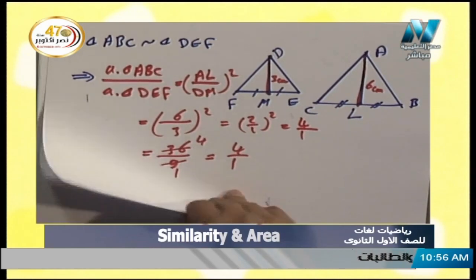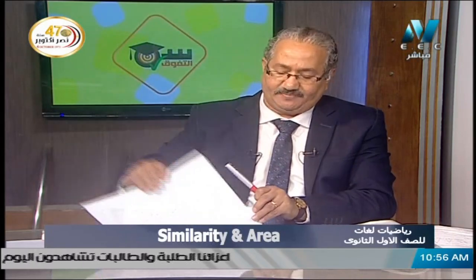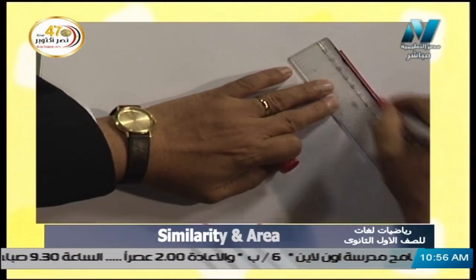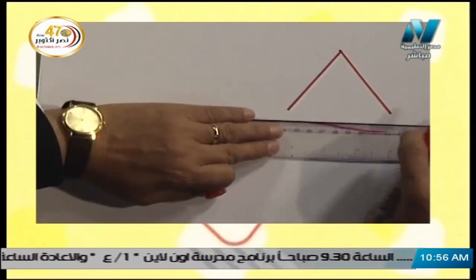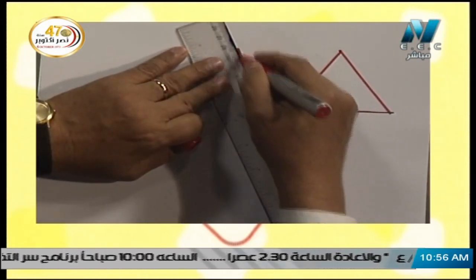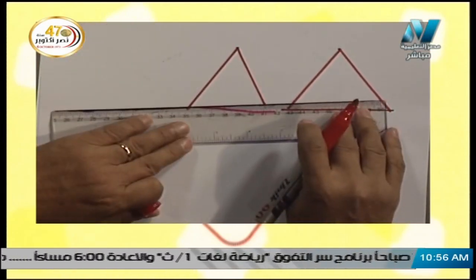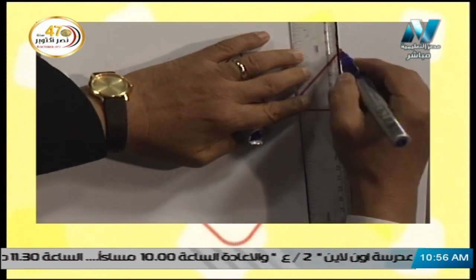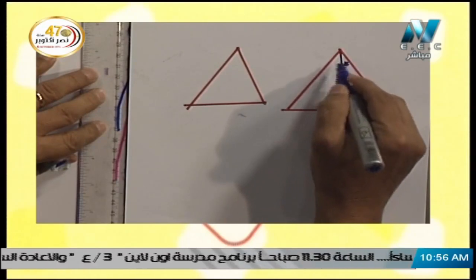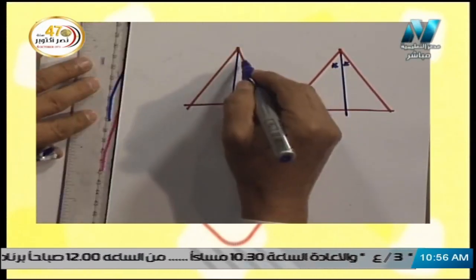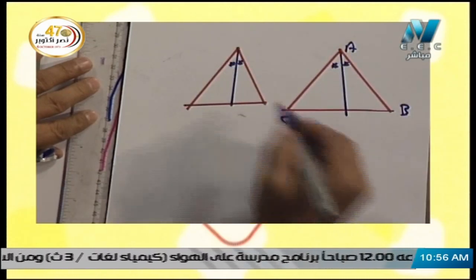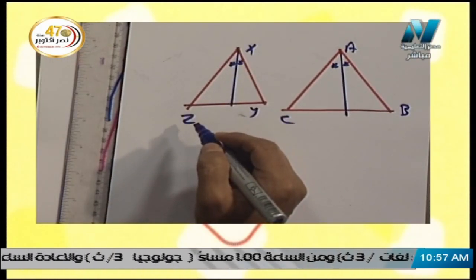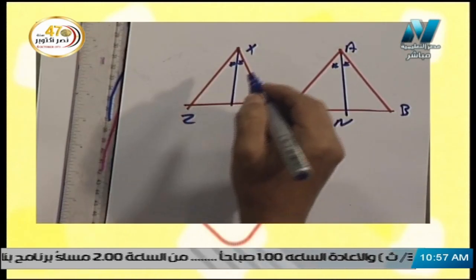Now let's move quickly before we finish to another property about the ratio of similarity and bisectors of two triangles. So concentrate with me now. If we have two triangles here, triangle ABC, and another triangle. Now we will talk about the bisector of an angle. This line segment bisects the angle, and we have another one to bisect this angle. We call ABC for this triangle, XYZ for this triangle, and we have here AN and XD.